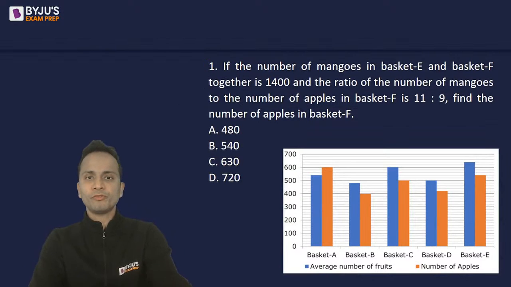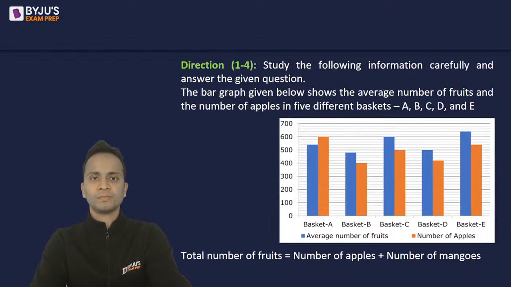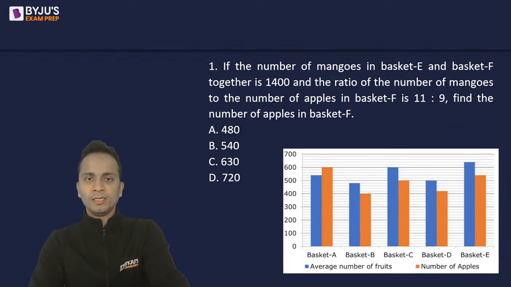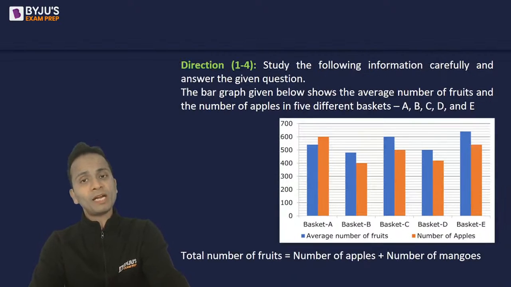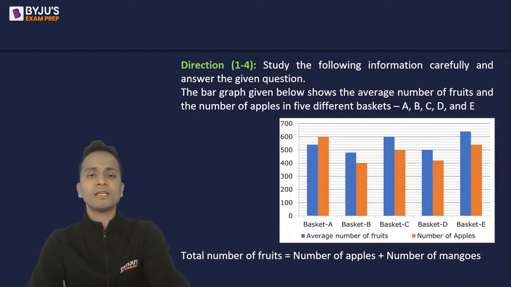Let's look at the first question, all of you. The question is, if the number of mangoes in basket E and basket F together is 1400 and the ratio of number of mangoes to the number of apples in basket F is 11:9, find the number of apples in basket F. If I go back to the general information, it says that the bar graph given below shows the average number of fruits and the number of apples in 5 different baskets A, B, C, D, E.